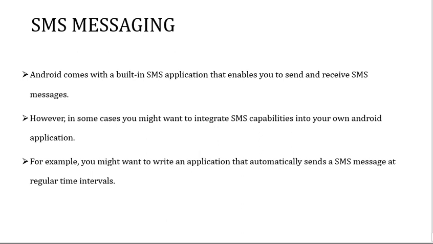Android comes with a built-in application that enables us to send and receive messages. If you want to integrate this SMS capability into your application, how we can do that, we are going to see here. You can write an application that can automatically send SMS at regular intervals. That is what we said: you want to track somebody's location, so you can set some seconds or some minutes. Every 5 minutes we want to know his location, or every 10 minutes you want to know the location where that particular person is going. Such features you can add into your Android application. How to do that, we are going to see here.